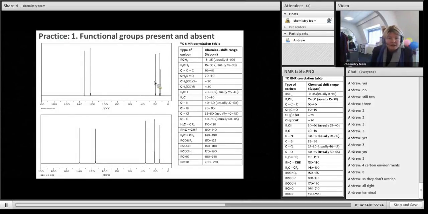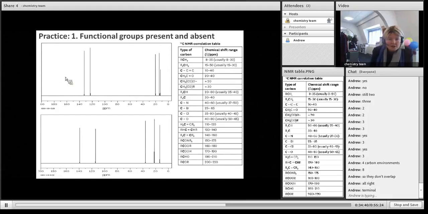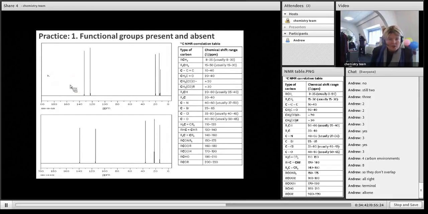And let's now practice. We've got a few of these. Let's see, what do you think this top one represents? So go through, do I have aldehydes, ketones, do I have carbonyls, do I have alkenes, do I have electronegative, do I have alkyl? It's an alkene. And if you look at where it is, it's between 120 and 140. So do you think it's a terminal alkene?